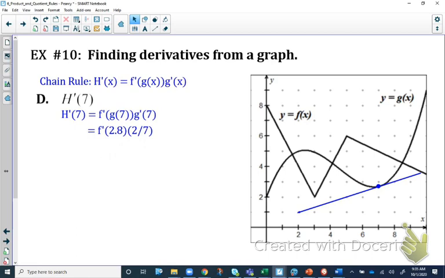So now f prime of 2.8, the derivative of function f when x is just below 3, and again we're having to use a little bit of approximation here. Since we have a line segment there, the slope of something tangent will be the same as the slope of the segment, which in this case is easy to identify as a -2. And now we finally take the product of those, and we get a final product, h prime of 7, to be -4/7.